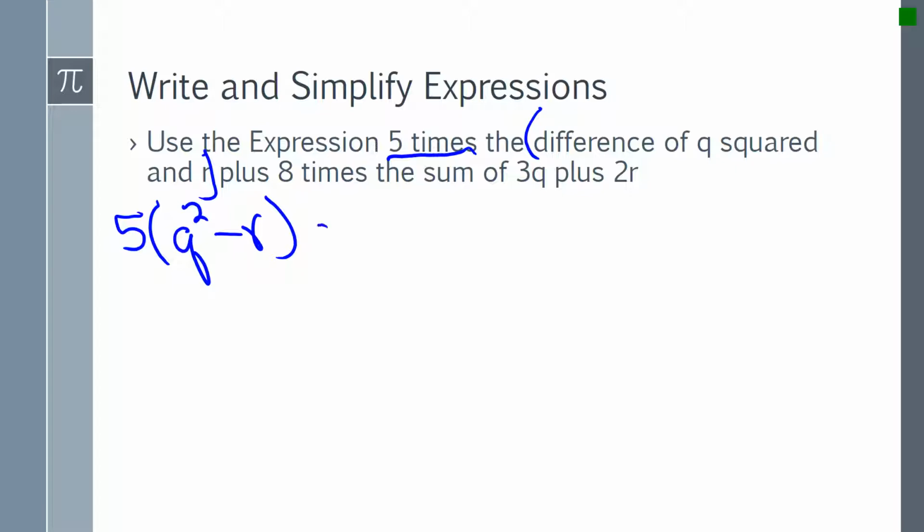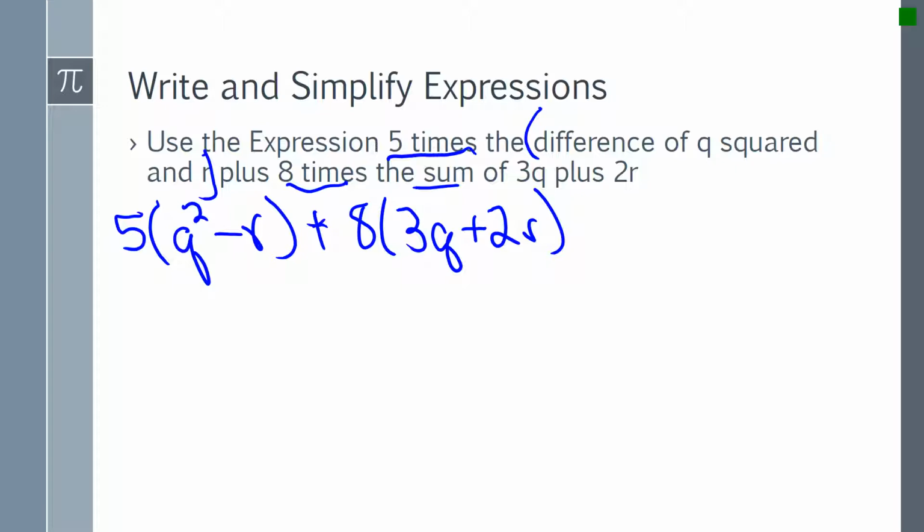Now let's finish out the second half of this. Plus, well, I'll go ahead and put my plus sign in here. Plus 8 times the sum, and sum is add, 8 times, go ahead and put my parentheses, the sum of 3q plus 2r. Okay, so converting this from this verbal to this algebraic expression, I got 5 times q squared minus r plus 8 times 3q plus 2r.